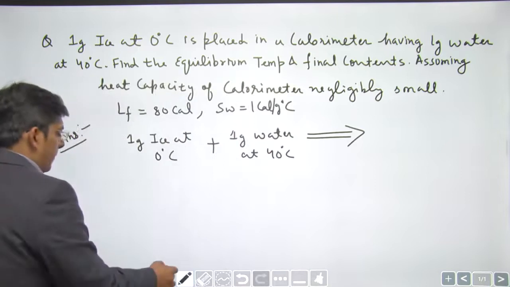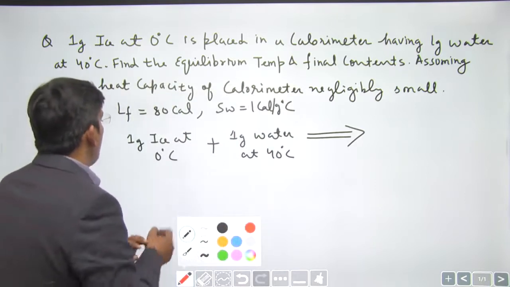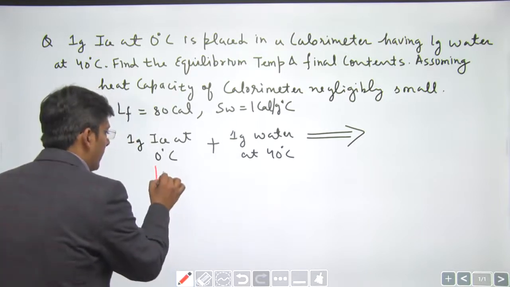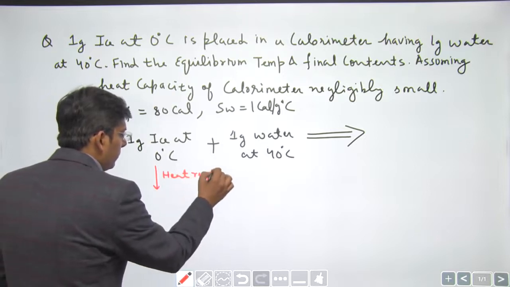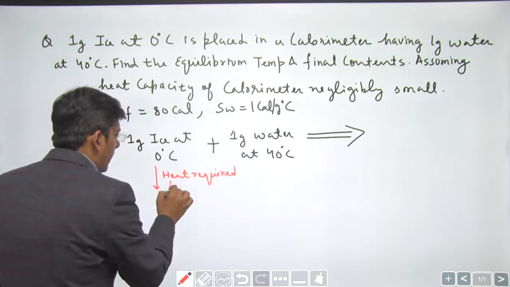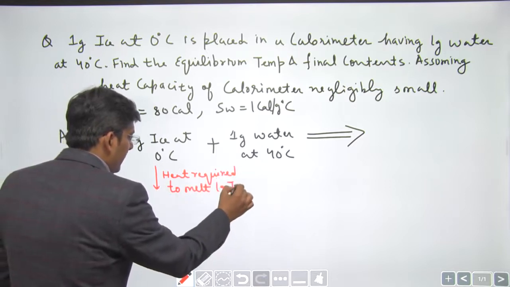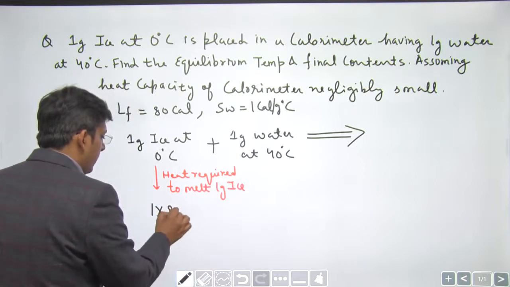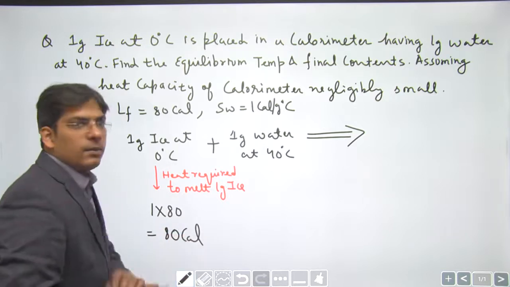See, heat required to melt 1 gram ice. What is the heat required to melt 1 gram ice? It is mass into latent heat of fusion, which is 1 into 80. That is 80 calories of heat we require to melt the 1 gram ice.